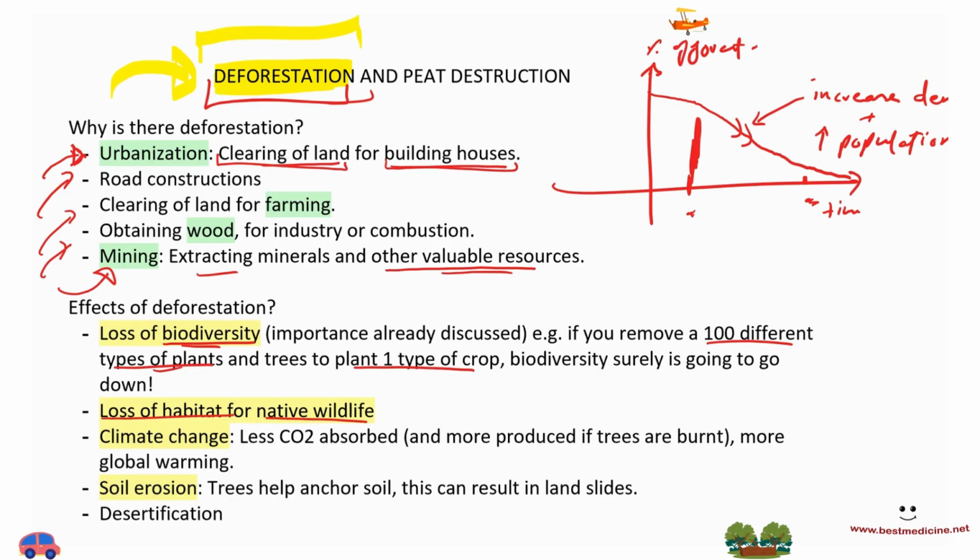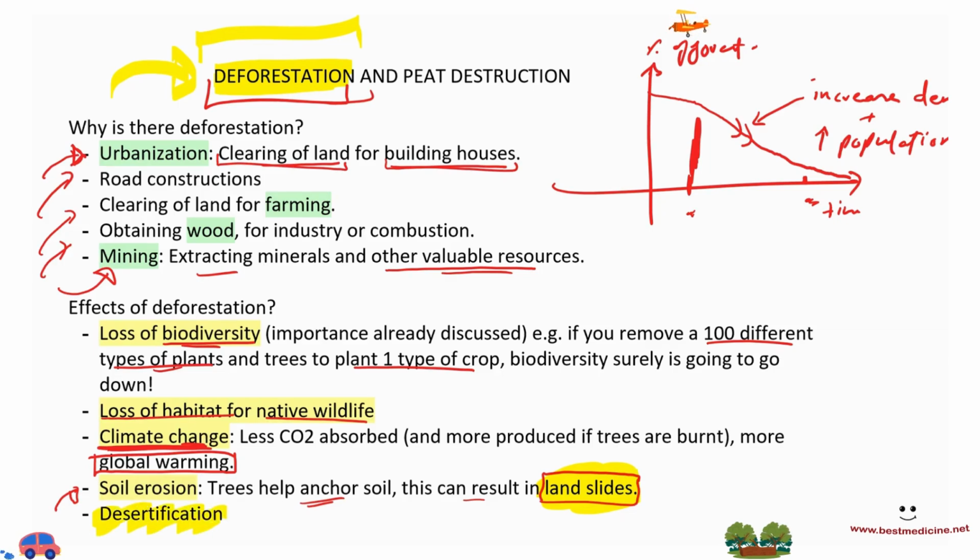for native wildlife. Climate change: remember, trees absorb CO2. So if you are clearing trees, less CO2 is absorbed, less oxygen is created, and therefore it helps promote global warming. Soil erosion: tree roots help anchor the soil and prevent it from sliding. This can result in landslides, especially in mountainous areas, especially in third world countries. They have a lot of deforestation on their mountainsides, and it is resulting in a lot of landslides nowadays.